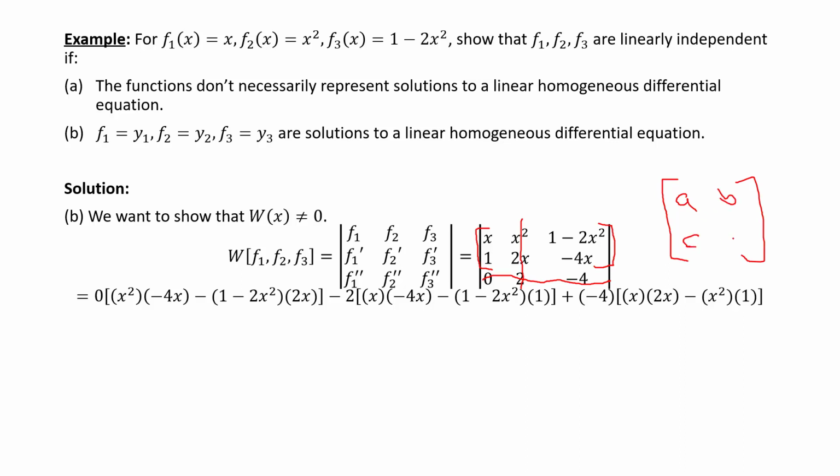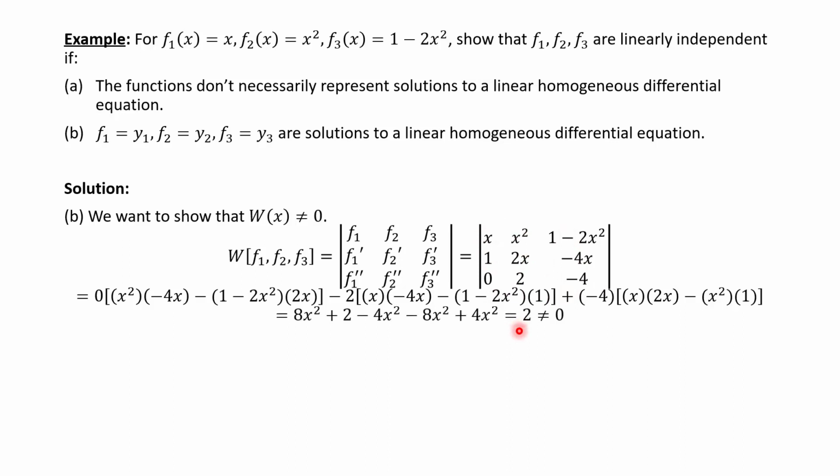So, sorry, let me just write this down. It's just going to be diagonal down right minus diagonal down left. Okay, so x times negative 4x, and then minus 1 minus 2x squared times 1. Okay, just reminding you about that determinant. And then same thing for the last term here. Negative 4, you cover up the row and column, and you do the determinant of the 2 by 2 over here. After some simplifying, we're going to get that that whole determinant becomes 2. As long as it's not 0, that's good, because that's what we're hoping to show. And therefore, because the Wronskian was not 0, then our functions are linearly independent.